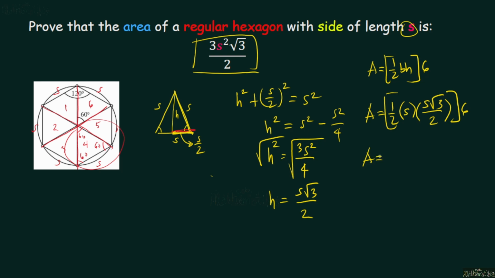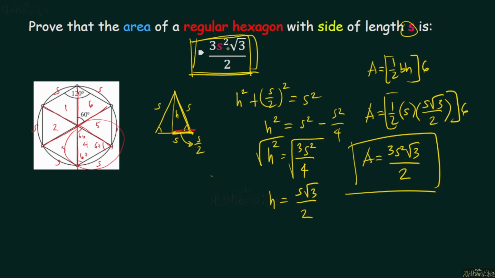So the area is equal to 3 S squared square root of 3 over 2. So we have proved that the area of a regular hexagon is equal to 3 S squared square root of 3 over 2.